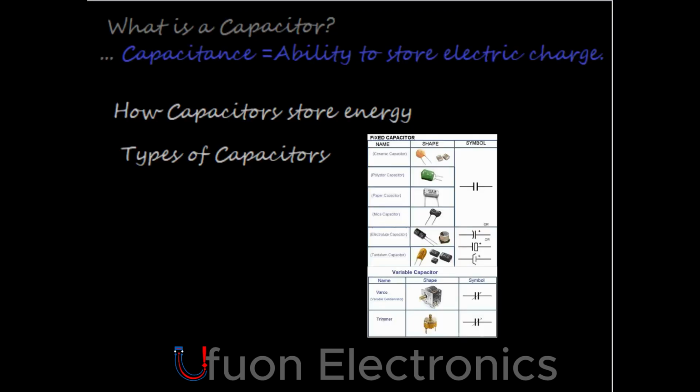The ceramic capacitors are small, inexpensive, and widely used in electronic circuits. The electrolytic capacitors, on the other hand, have a higher capacitance value and are often used in power supplies. Film capacitors are known for their high stability and are used in applications where precision is crucial.